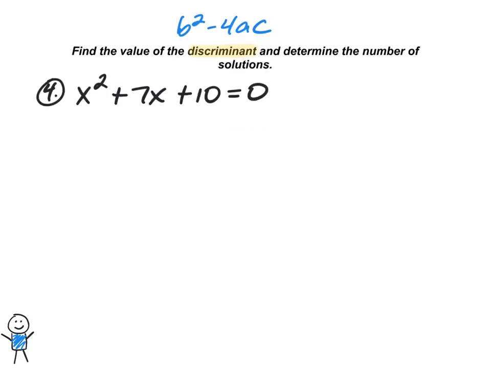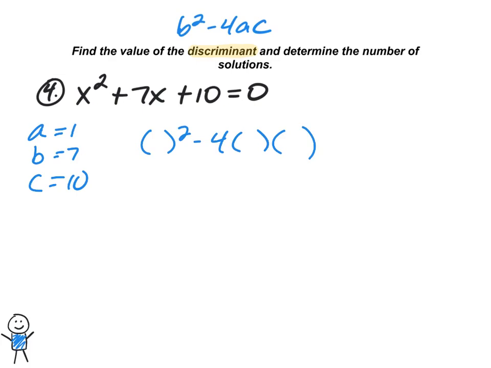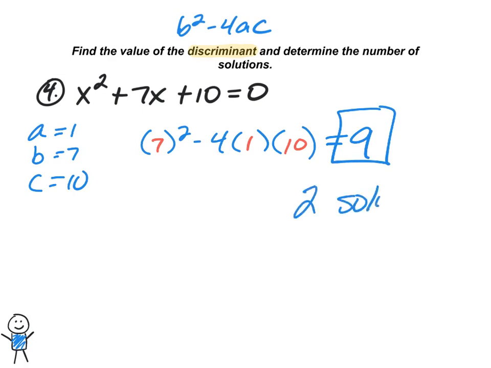All right, take a look at this example. Let's start by identifying our A, which is 1, our B, which is 7, and our C, which is 10. And let's plug them into that discriminant formula, figure out how many solutions there should be. B squared minus 4 times A times C. My B was 7, my A was 1, and my C was 10. And when I evaluate this expression, I get a result of 9. And since 9 is a positive number, that means this quadratic will have two solutions.